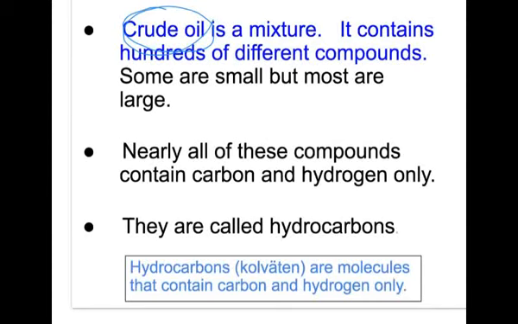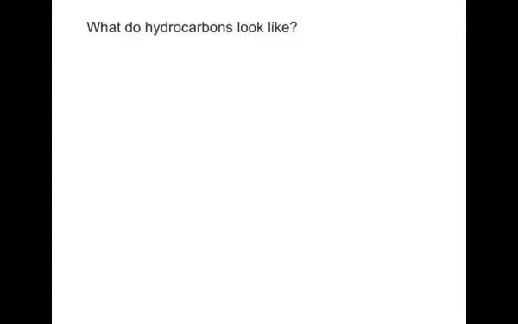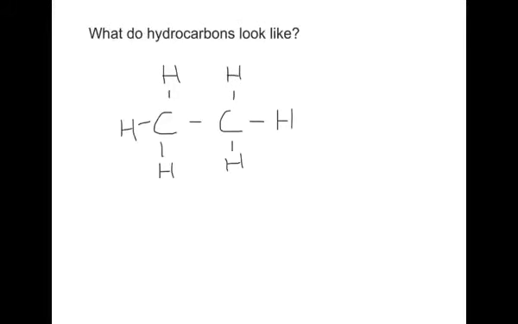Crude oil is full of compounds that contain carbon and hydrogen. These compounds are called hydrocarbons. Hydrocarbons are molecules that contain only carbon and hydrogen. Hydrocarbons are simply chains of carbon surrounded by hydrogen. They can be long or short. Short ones look like this, and bigger ones look like this.